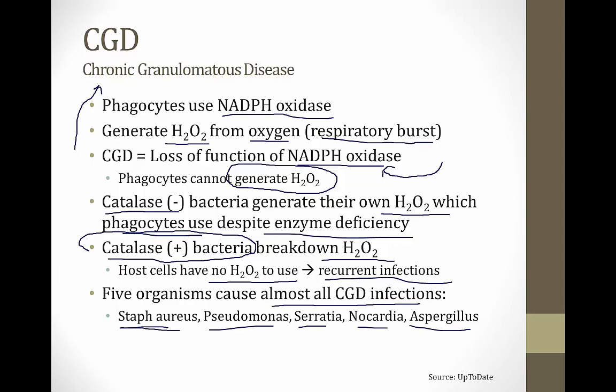And you should know that Staph aureus is catalase positive because that's how we identify it in the gram-positive algorithm. You may not know that all the rest of these are catalase positive, but you should at least remember that Pseudomonas is, because that causes a lot of infections in patients with CGD.